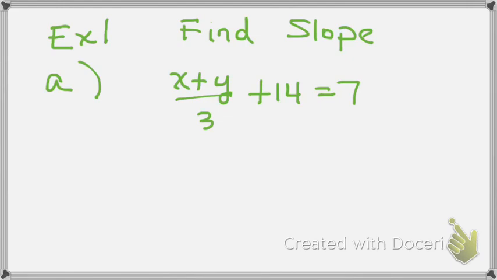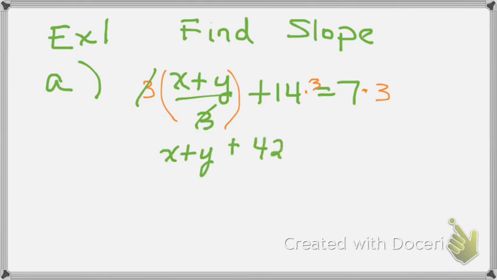Okay, so I've got 3 terms. I take every term times 3. Yeah, you could move it over, but it doesn't matter if you do it now or later. Either way is fine. So cross out the 3's on that term, and I'm left with x plus y. What's 14 times 3? 42. Move your 42 over, and I get x plus y equals what?